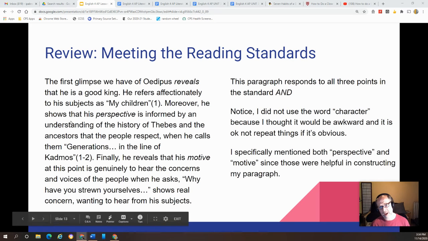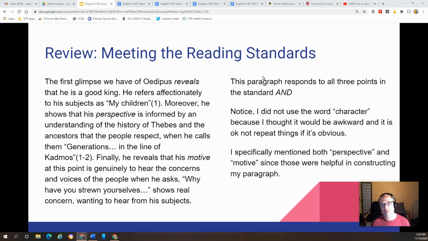So again, I copied my paragraph, complete with the error at the end, unfortunately, onto the left side here. And now let's review. Did I meet all the three points in the standard? Yes, I talked about Oedipus' character. Notice I did not use the word character because I thought it would be awkward. I just didn't find a way to fit it in, but it's okay because it's kind of obvious that's what I'm talking about.